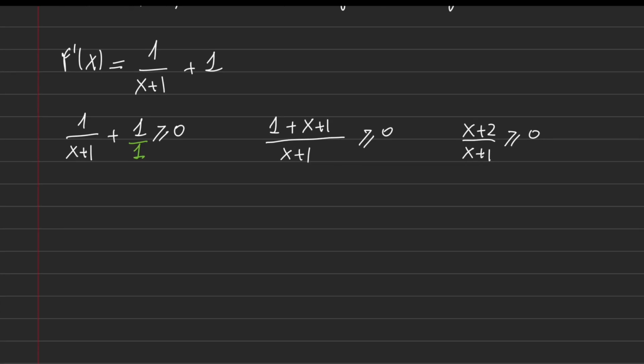As before, we have to identify the 0 of the numerator and the denominator. The numerator becomes 0 when x is equal to minus 2, and the denominator instead becomes 0 when x is equal to minus 1. So I can write minus 2 here, minus 1 here. And now what do we do? Well, we can evaluate the function (x plus 2) over (x plus 1) in between these intervals.